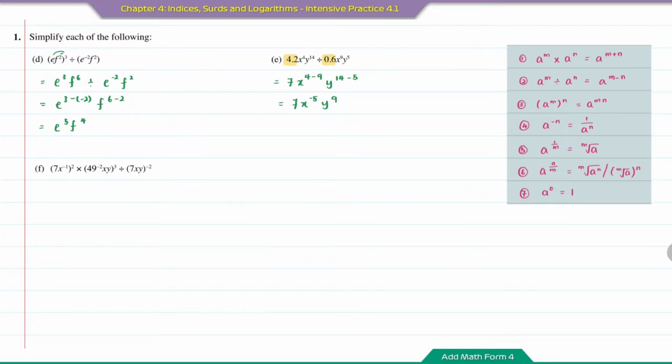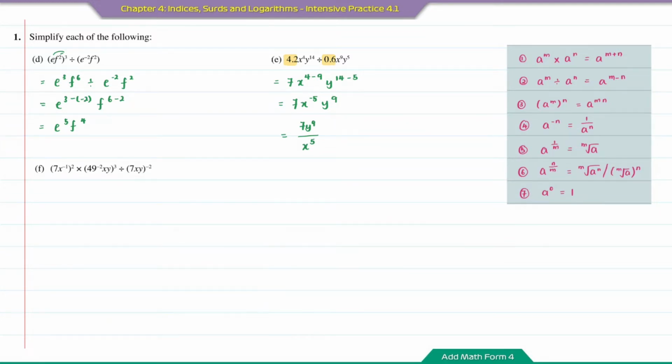And using the law in number 4, I'm going to write the x to the power of -5 as 1 over x to the power of 5. Therefore, it's going to be 7y to the power of 9 over x to the power of 5.